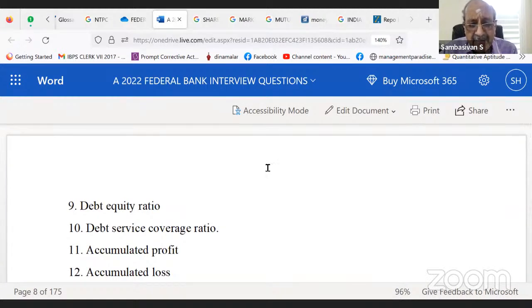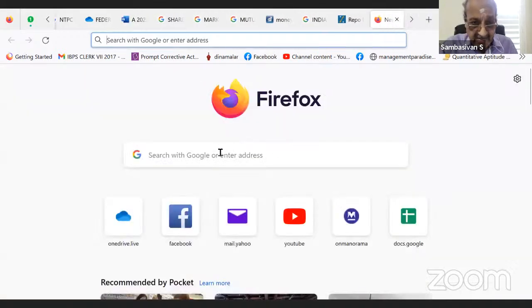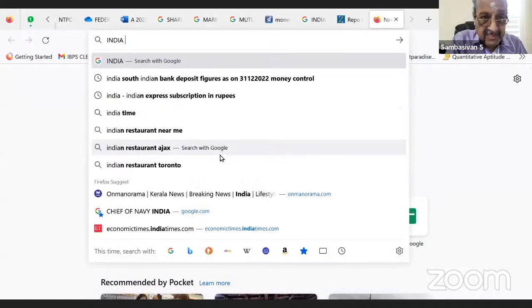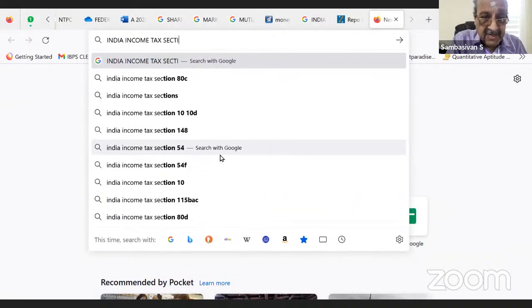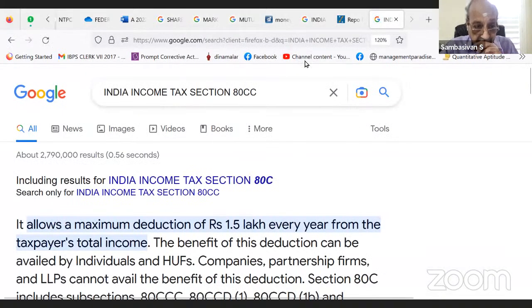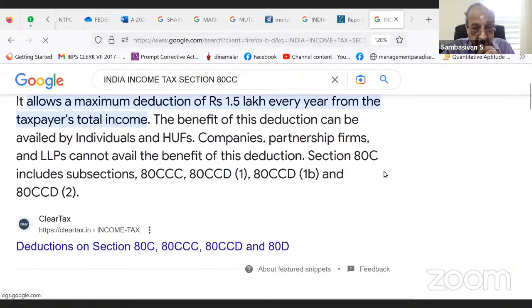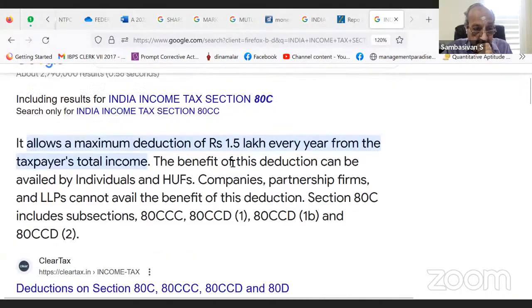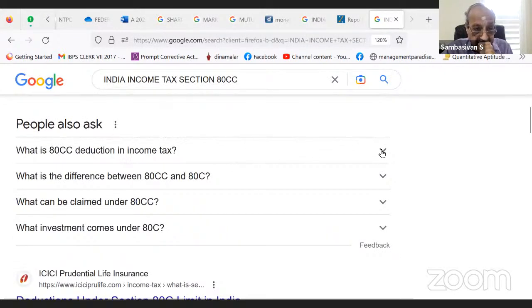then another one is, let me tell you, PPF. There is one more scheme in my mind. It's not coming out. Let me see what it is. Income tax section 80C. That PPF I told you. It allows a maximum deduction of 1.5 lakh every year for taxpayers. Benefits of this deduction can be availed by individuals, companies, partnerships and so on. So, what is the 80C definition?